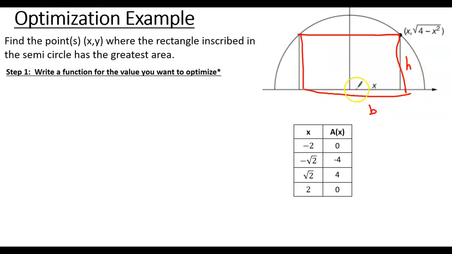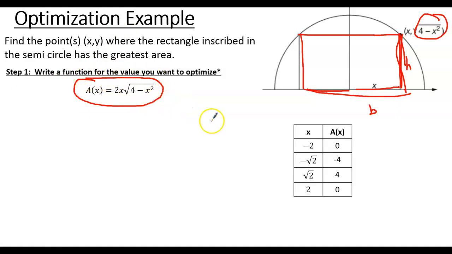Now, the base is x plus x, which is 2x, and the height is the y value, which they've given us here. So my base is 2x, and my height is the square root of 4 minus x squared. So the area of the rectangle is 2x, that's the base, times the height, square root of 4 minus x squared. Now, this is the thing that I want to find the minimum or maximum of.